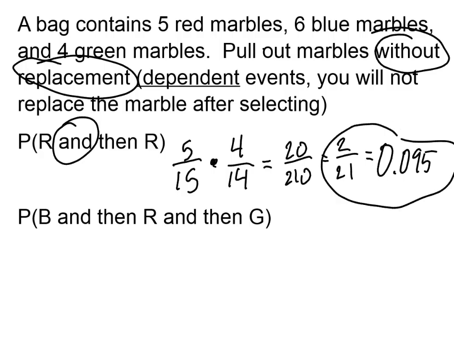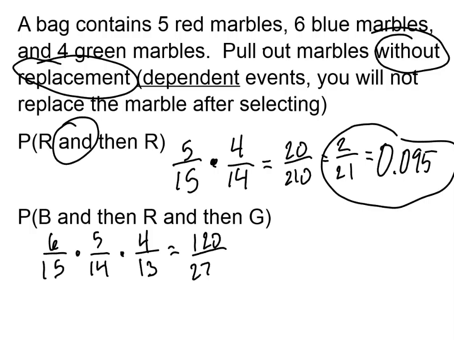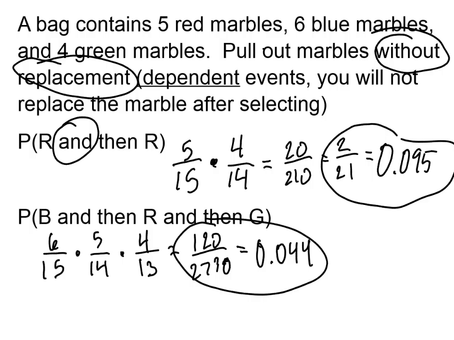What's the probability of pulling a blue and then a red and then a green? There are 6 blue marbles out of 15 to begin with. There are 5 red marbles, but now it's out of 14 because I pulled one out. And then green would be 4 marbles, but now it's out of 13 because I've pulled 2 out. This comes out to 120 over 2730. A very small chance of 0.044.